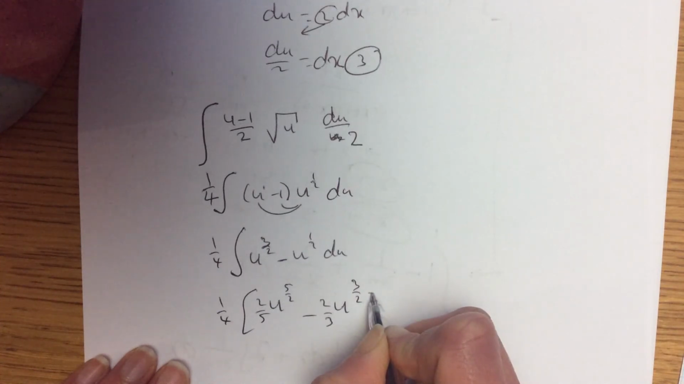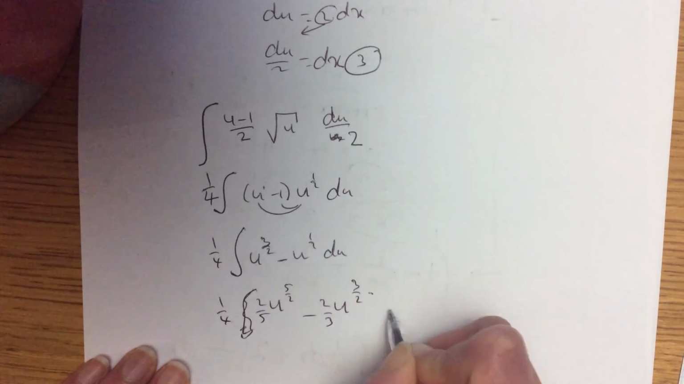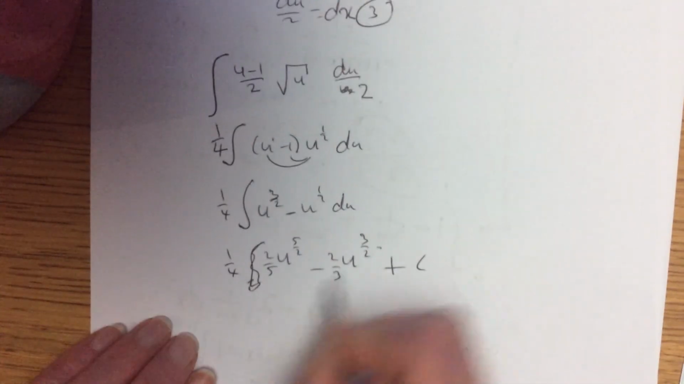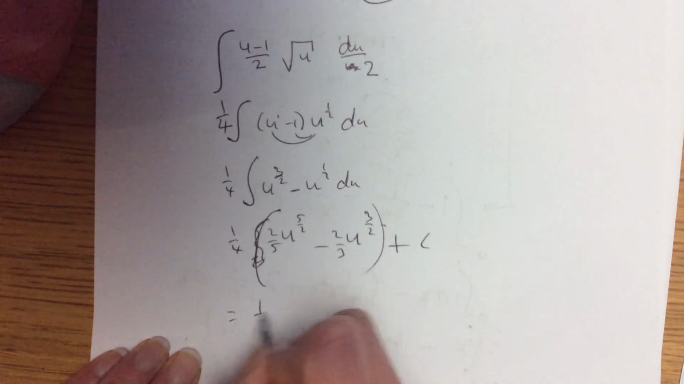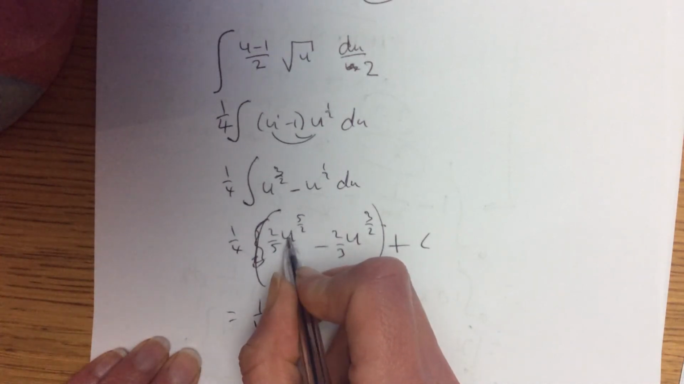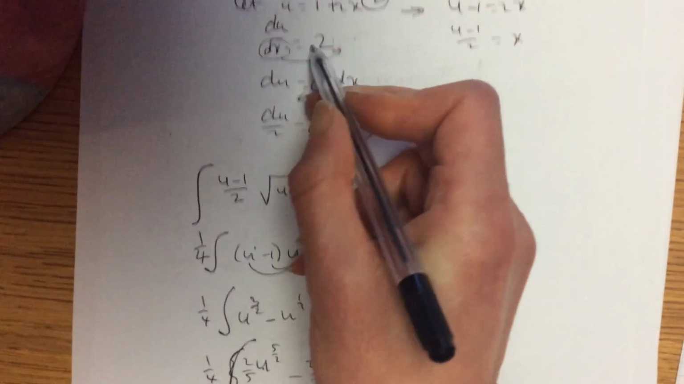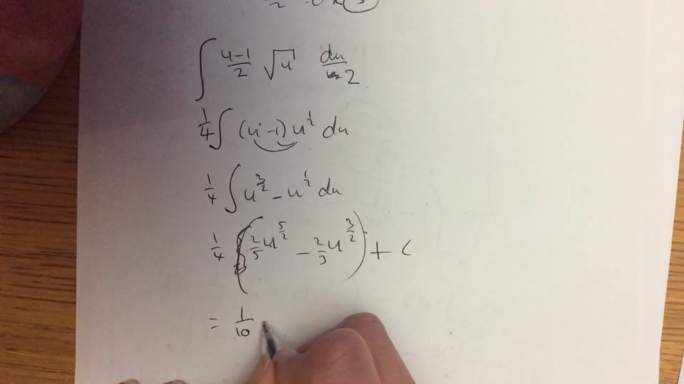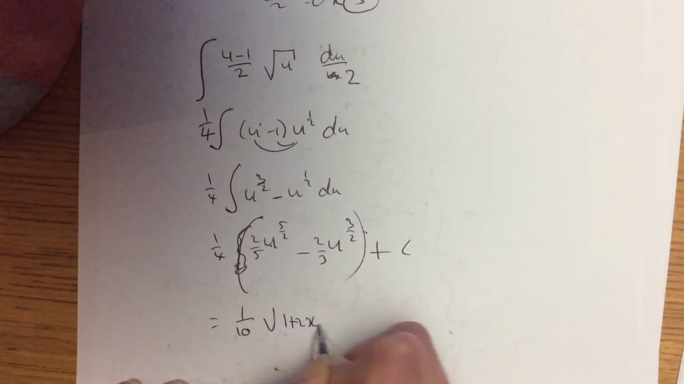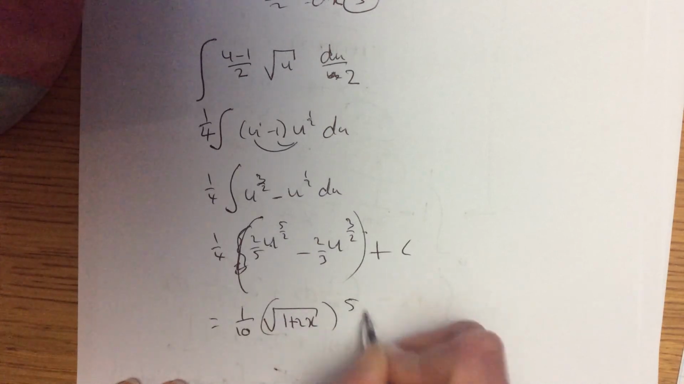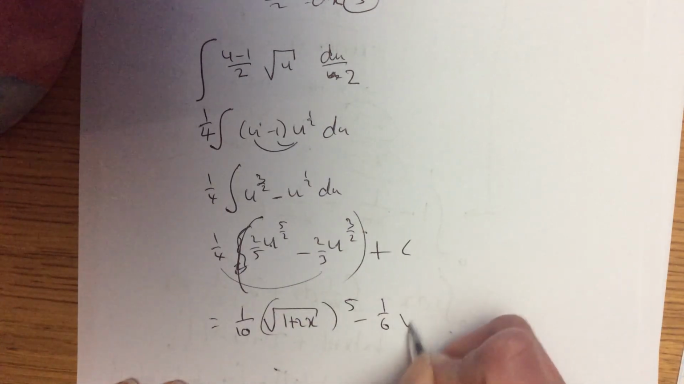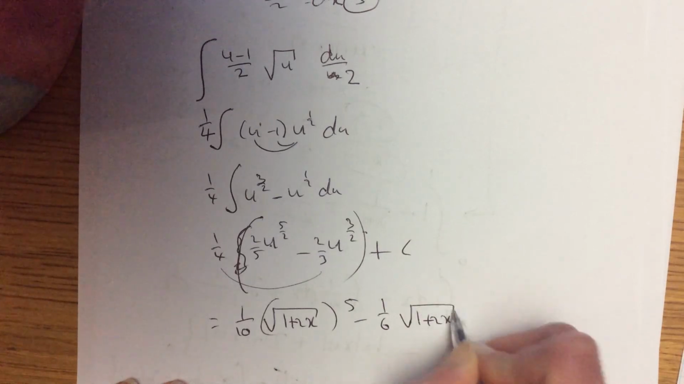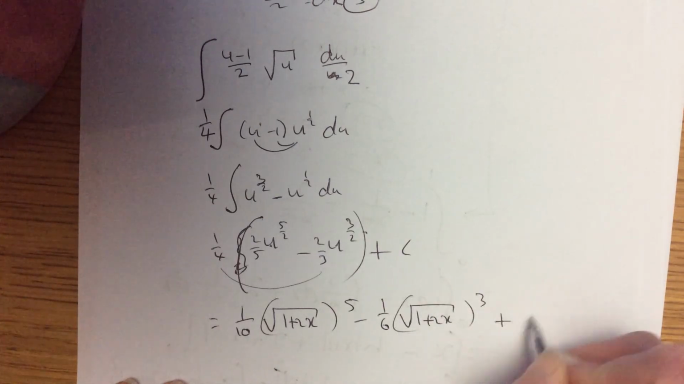Have I got limits in this one? No. And just put in plus c. Have everything in brackets in there. So timesing that out, it's 1 over 10. Your u from way up here is 1 plus 2x. So it's the square root of 1 plus 2x to the 5, minus 2 over 12, which is a sixth, 1 add 2x cubed, plus c.